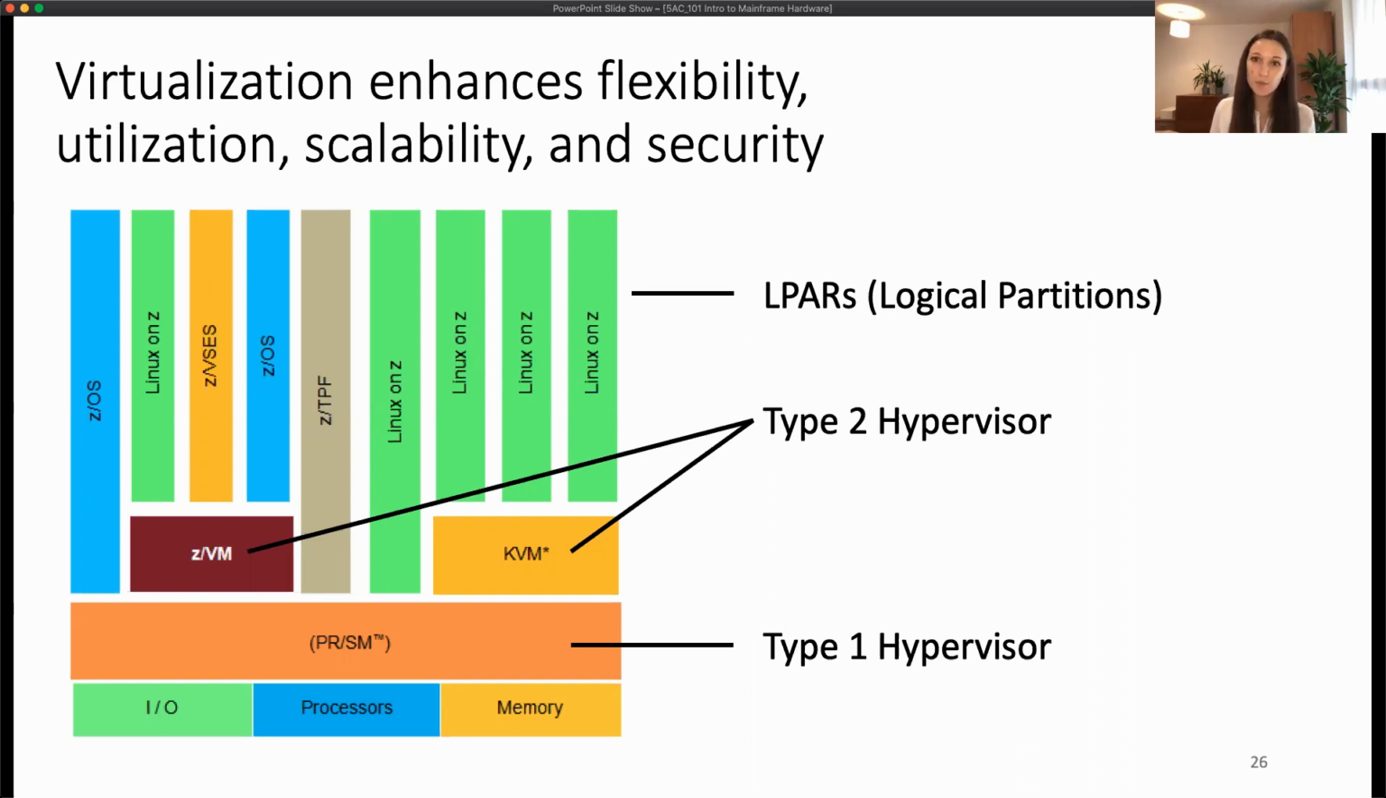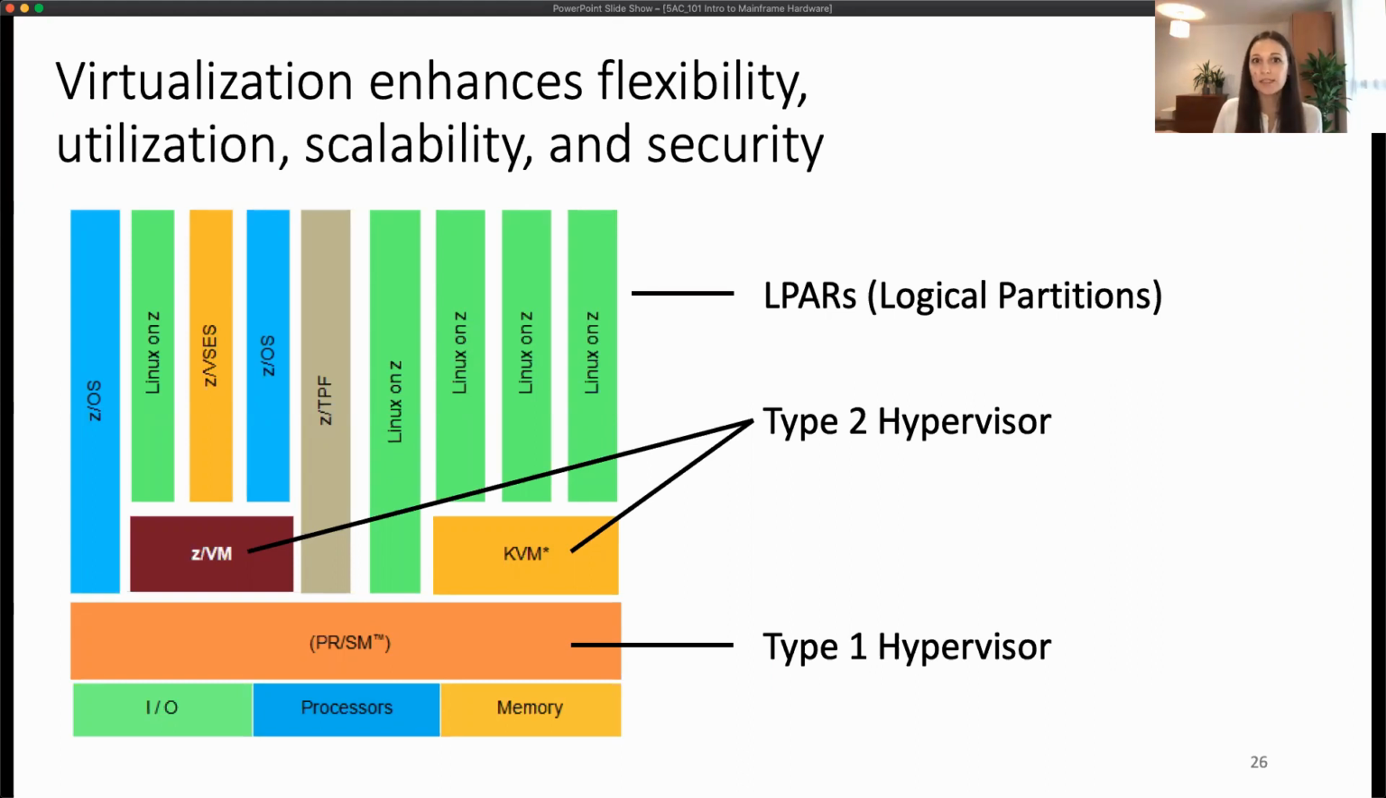And then we also have the type 2 hypervisor. With the type 2 hypervisor, you can virtualize even further. Those are software hypervisors, and they run inside an LPAR. So we have z/VM, which you can see here, and z/VM is the IBM Z proprietary server virtualization, completely integrated into the full stack. And then we have KVM, which is the open source choice. So if you run Linux workloads and you don't have any experience with z/VM, then KVM might be a good choice for that.